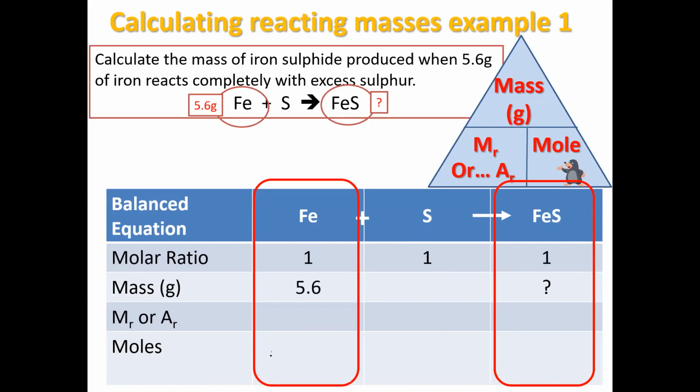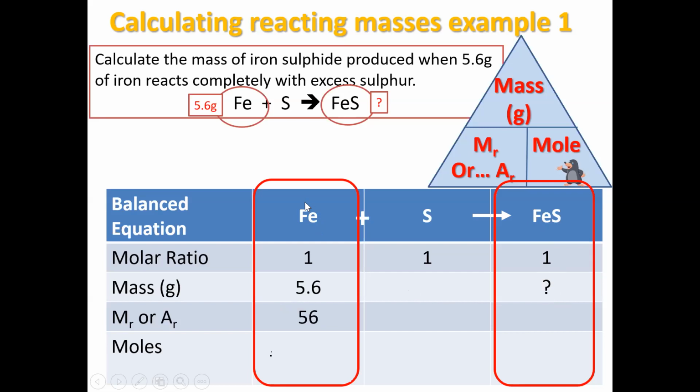Now in the question, you're told that 5.6 grams of iron is going to react completely with excess sulfur. So sulfur's in excess, you're not going to be given a mass for that. And then you can see that you're trying to find out the mass of iron sulfide. So the next thing that you do is you work out what the Mr or the Ar, that's the relative formula mass or relative atomic mass, of iron and iron sulfide are.